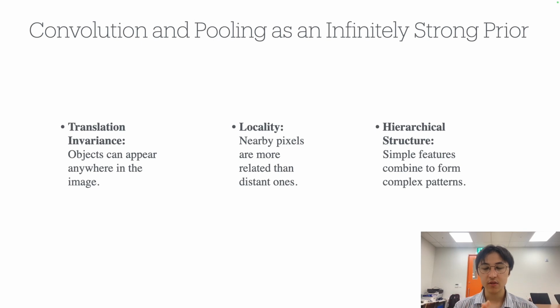And the third assumption is that complex objects consist of small or simple patterns. For example, if we want to detect or recognize a human, convolution will collect small patterns like legs, arms, head, etc. So this way, convolution and pooling provide a strong prior about our data.